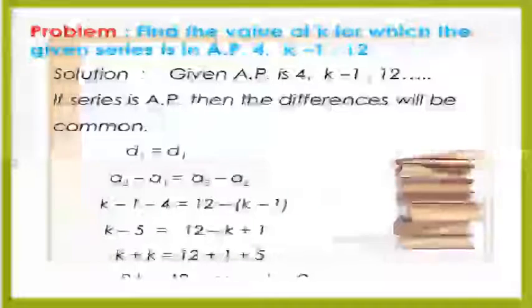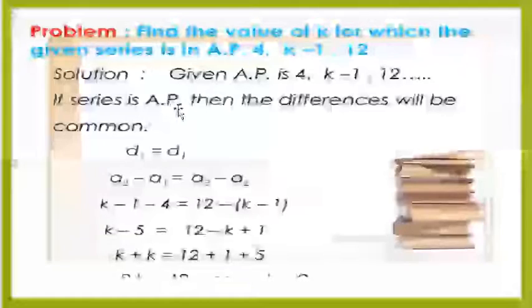Now, one problem is given. Find the value of k for which the given series is in AP: 4, k minus 1 and 12. The solution to this example is solved in this way. Given AP is 4, k minus 1, 12. This is a sequence, an arithmetic progression.